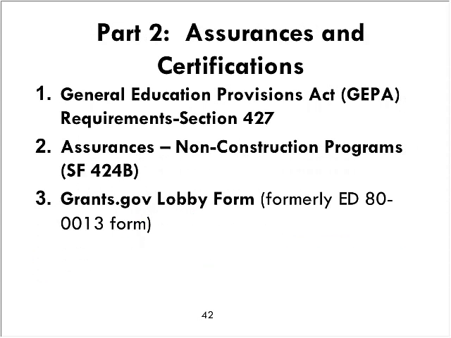Okay. Part two of the application deals with the assurances and certifications, and here are three specific forms that need to be provided. There's the General Education Provisions Act, the GEPA requirements, Section 427. There's the Assurances for Non-Construction Programs, SF 424B, and the Grants.gov Lobbying form, formerly the ED 80-0013 form.